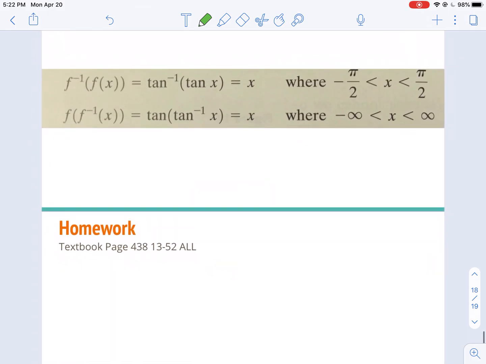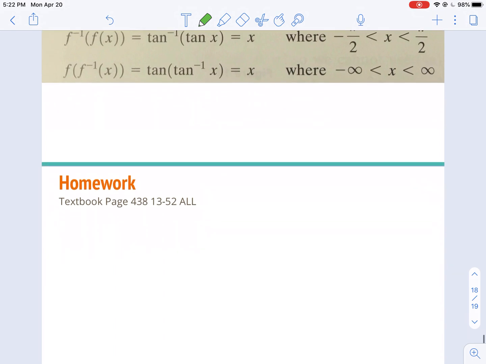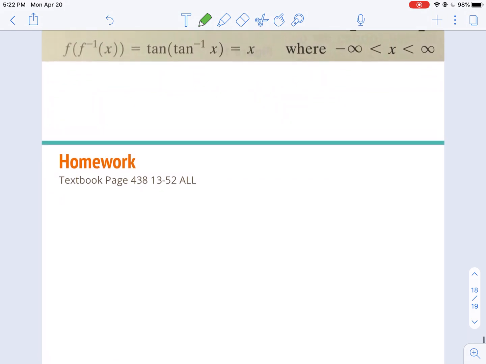I'm not going to have any examples of that. I'll make sure I have an example on the video answer key for you guys, but that should be about it. Your homework is textbook page 438, numbers 13 to 52 all. So textbook page 438, 13 to 52 all. I'll make sure to do a couple examples for you guys on the video answer key, the regular answer key as well.